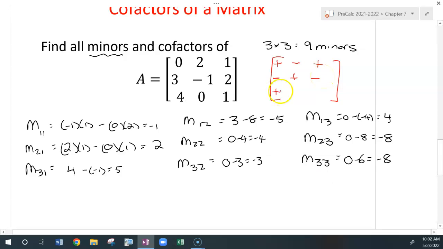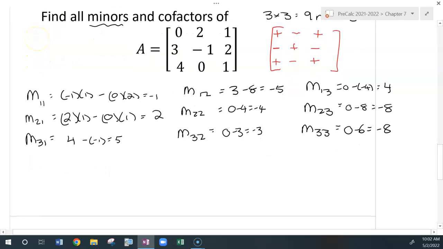Third row, this was a minus, now it's a plus. That was a plus, now it's a minus, and then plus. So what I'm going to do is I'm going to keep the signs the same on M11, M31, M22, M13, and M33. So every spot on this matrix that's a plus, I keep the signs the same. Every spot where I have a negative, I change the sign. So I'm just going to write down my cofactors.